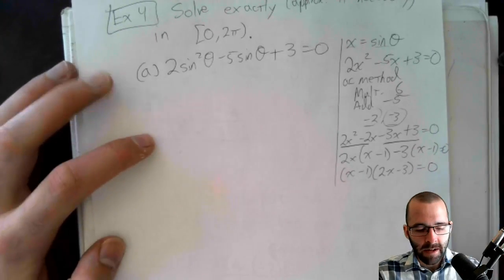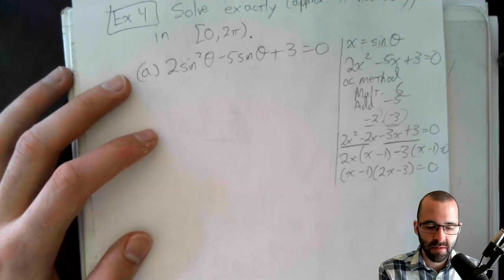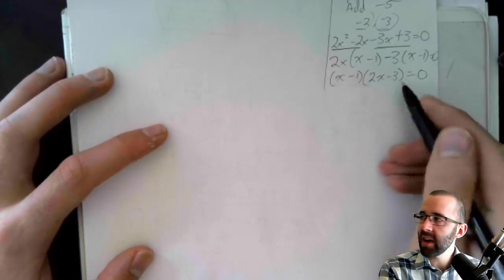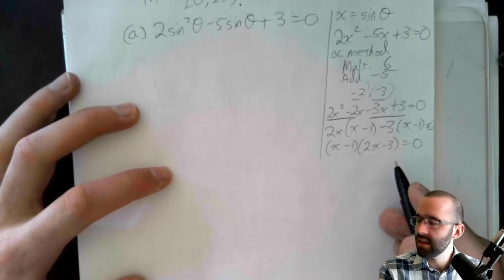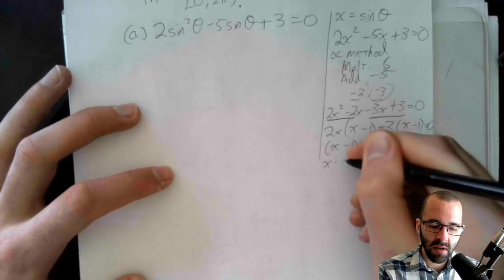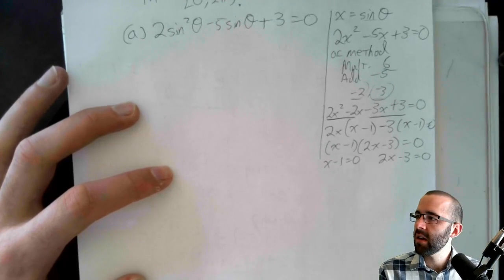All right. So again, if you want to keep on going this way, you can. Actually, yeah, let's keep on going this way, right? We know how to solve this. This is true when x minus 1 equals 0 and when 2x minus 3 equals 0.